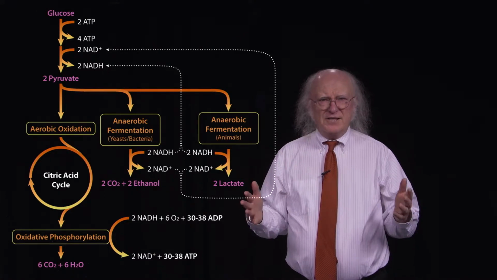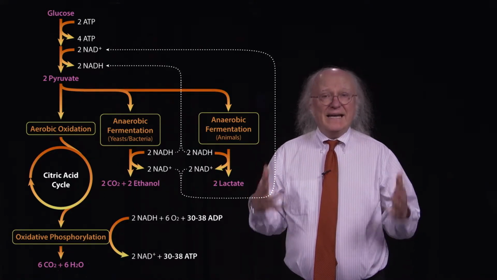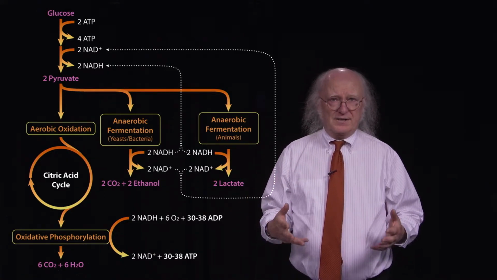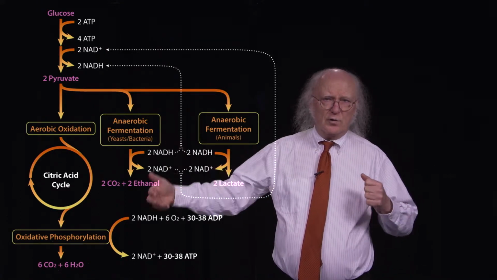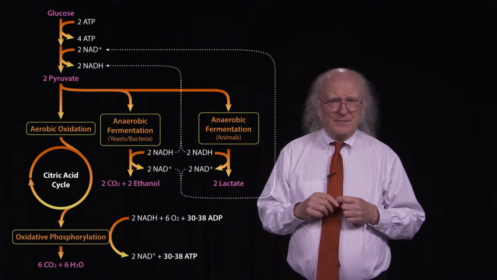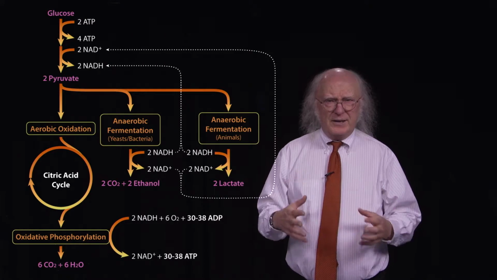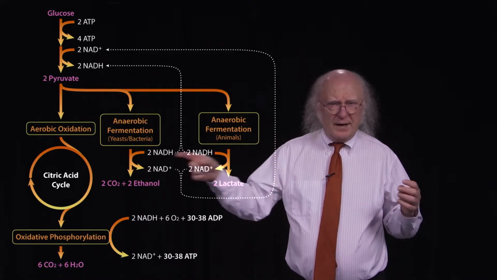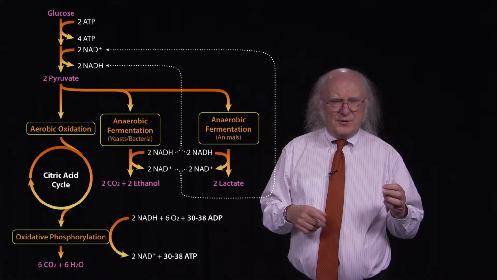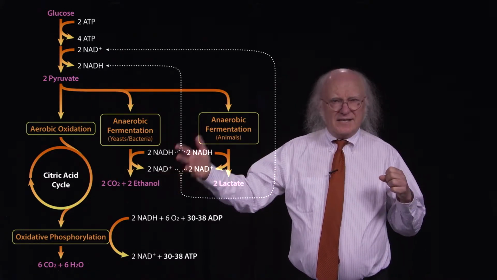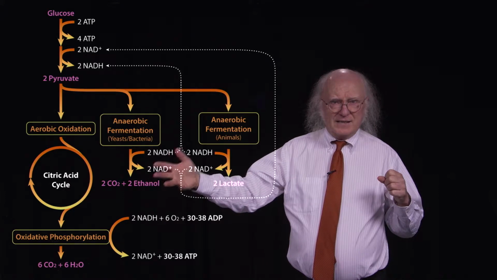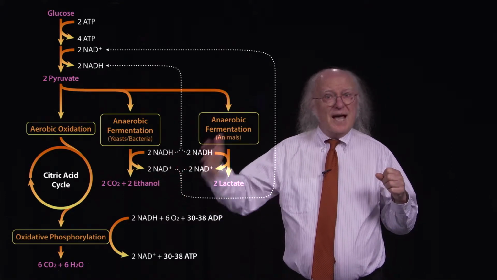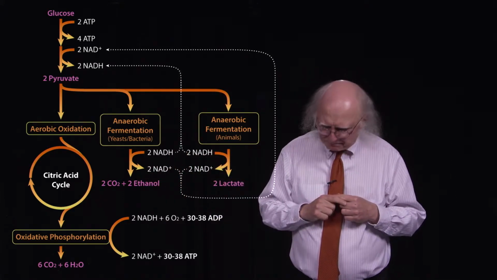Well, remember that the citric acid cycle is occurring in the mitochondrial matrix, and that glycolysis is occurring out in the cytoplasm. So they're physically separated from each other, and NAD and FAD cannot cross the mitochondrial inner membrane. So NAD that's made in the cytoplasm is going to stay in the cytoplasm, and it's going to help glycolysis.